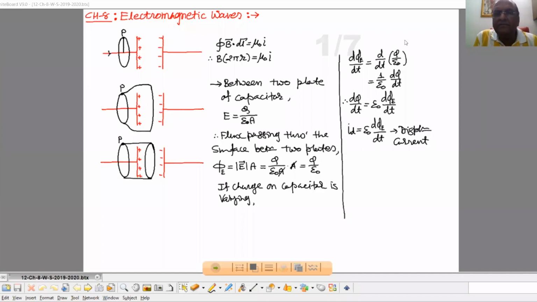Chapter 8, Electromagnetic Waves. Now see, we already studied Ampere circuital law, Gauss's law for electricity, Gauss's law for magnetism, right? All these things we studied.